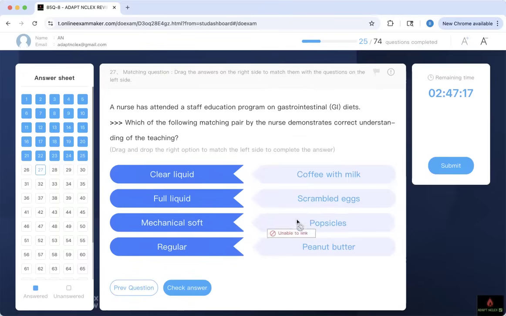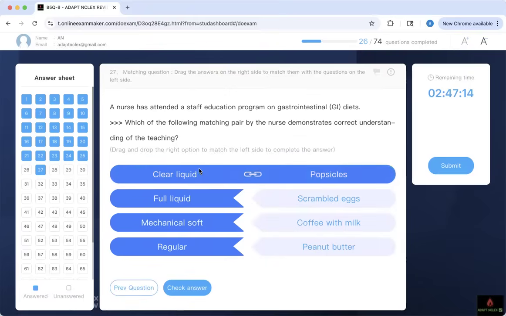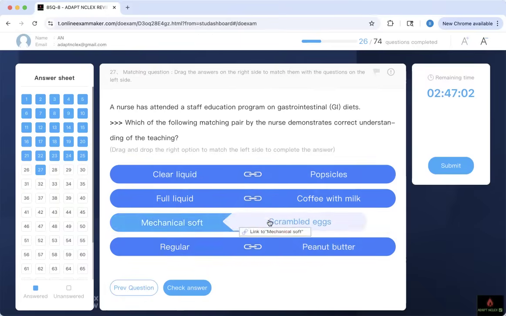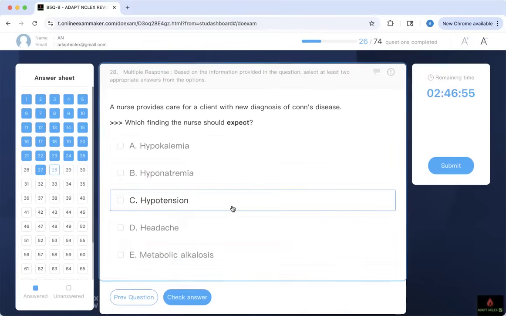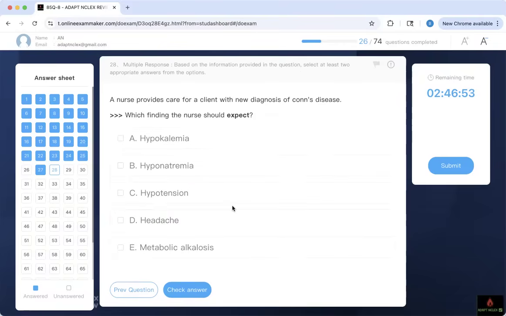Clear liquid diet, popsicle. When it melts, it's clear. Coffee is good for clear liquid, but if there's milk, it becomes full liquid. Scrambled egg is a soft, and then regular diet is peanut butter. So this is the pairing that you should expect. You can take a picture of it. And next, provide care for a client with a new diagnosis of Crohn's disease.